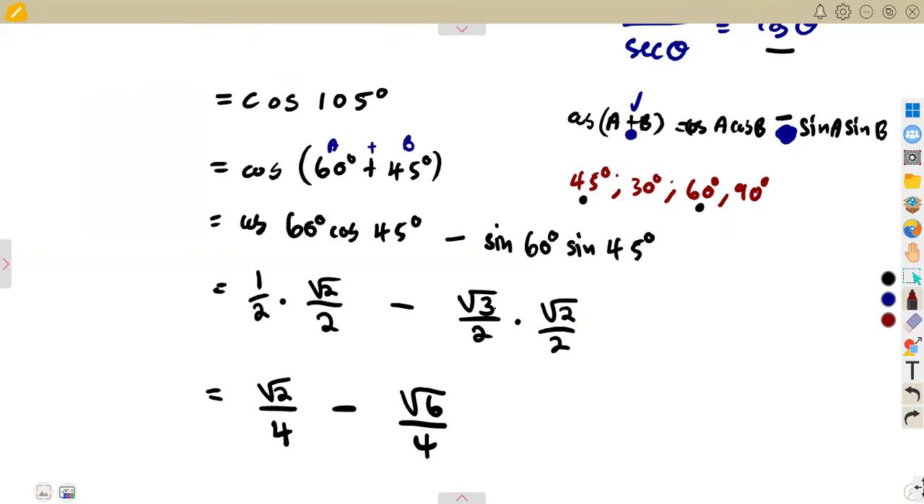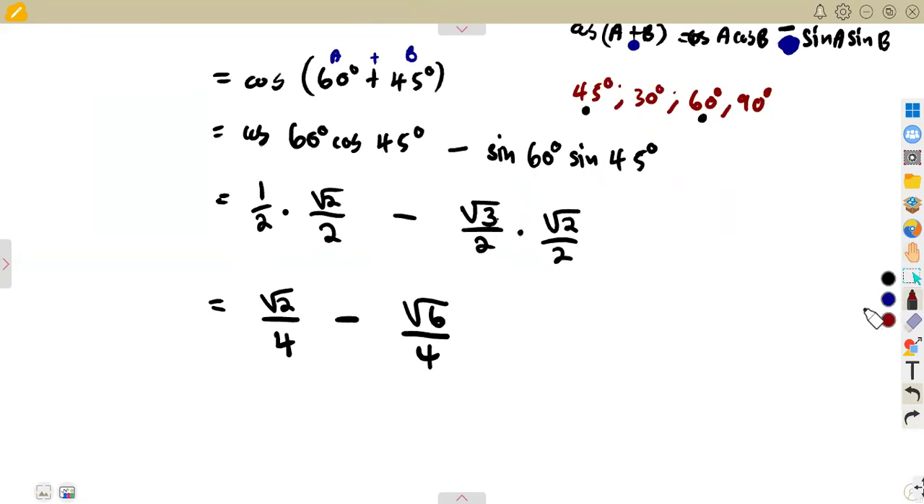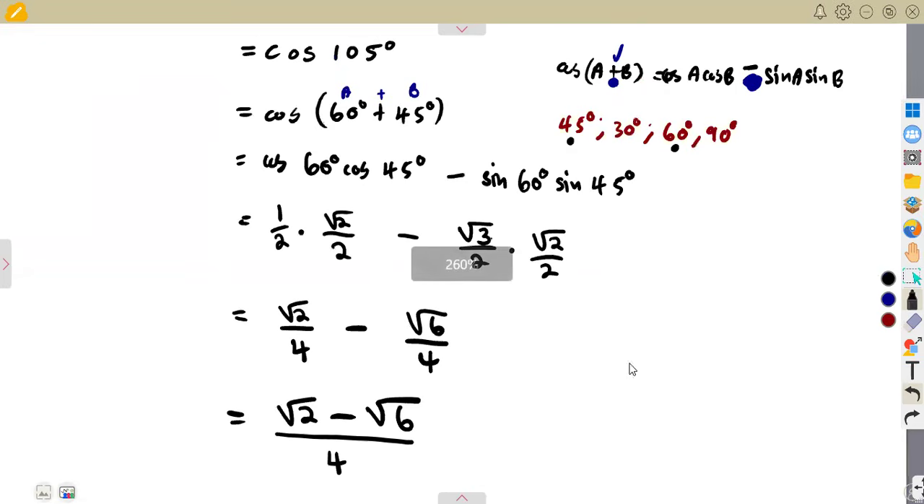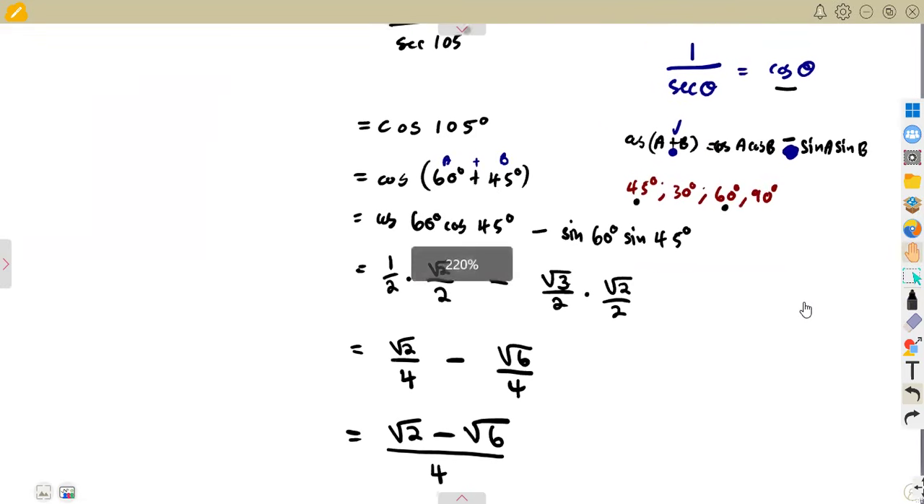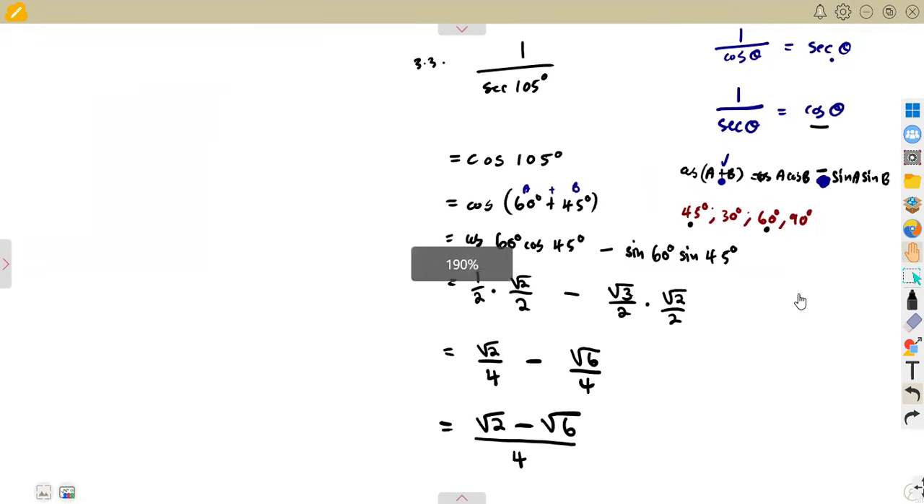Okay? The denominators are the same. So how are you going to simplify? You simply subtract the numerators together. Square root of 2 minus the square root of 3. Everything over what? Over 4. It is because the denominators are the same. So we can simply combine our numerators together.